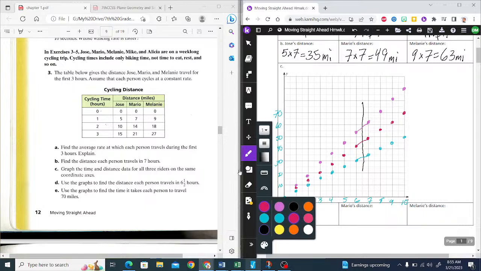There's the 6.5 line, and if I look, Jose's distance is going to be somewhere between 30 and 35, so I'm going to say it's 32.5. Mario's distance is somewhere between 42 and 49, so 45.5.